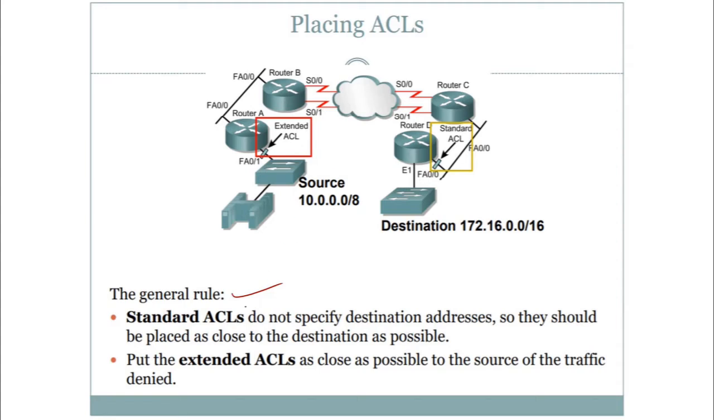So the rule says the standard ACLs do not specify the destination addresses, so they should be placed as close to the destination as possible. Okay, so standard ACLs should be near the destination, while extended ACLs should be as close as possible to the source of the traffic denied, right? Where you have to deny the traffic, there you will put the extended ACL. If you do not understand, not to worry too much, this is not so important.